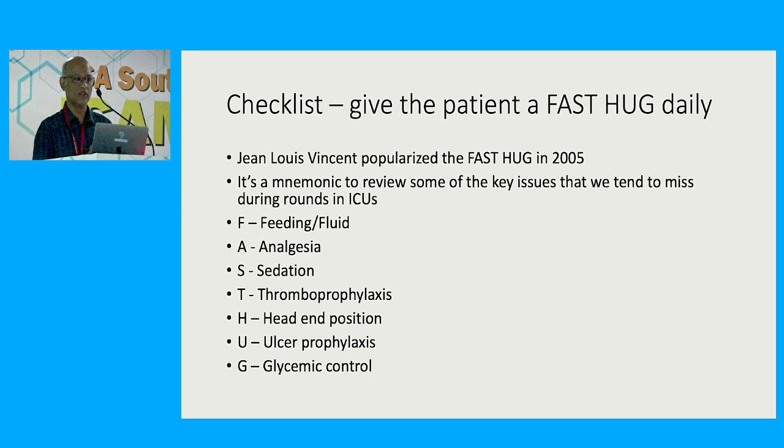Fast hug, F goes for feeding and fluid. So you look at the patient's intake, output. Is the patient getting fed? If not, if the patient's NPO, are we giving fluids? Is enough nutrition going in? That kind of thing. Then come to the analgesia part. Another point we may actually neglect. Okay. Is the patient having enough pain relief? Coming to sedation. Is the patient too anxious? Are we sedating the patient to keep her calm?